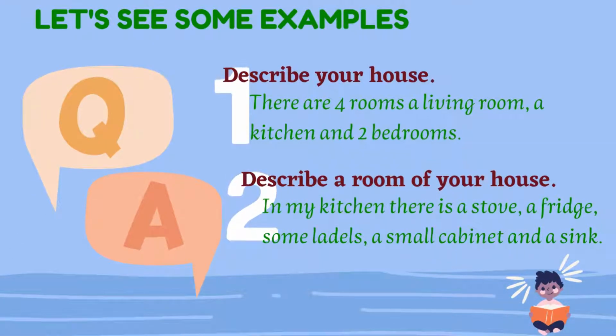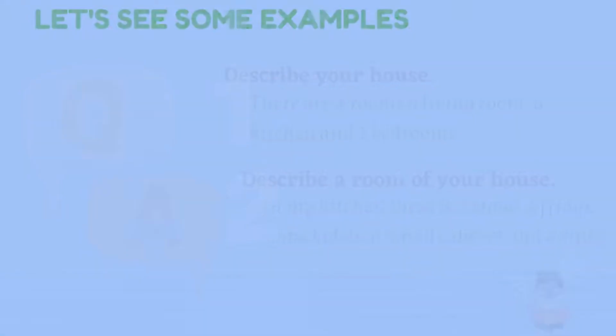Let's check some examples of possible questions. Describe your house. There are 4 rooms, a living room, a kitchen, and 2 bedrooms. Describe a room of your house. In my kitchen, there is a stove, a fridge, some ladles, a small cabinet, and a sink. Please use complete sentences.